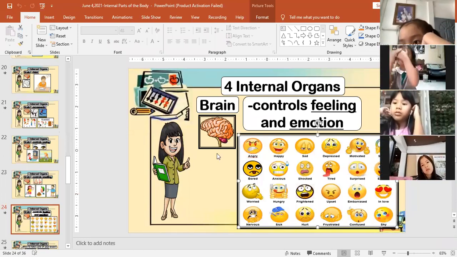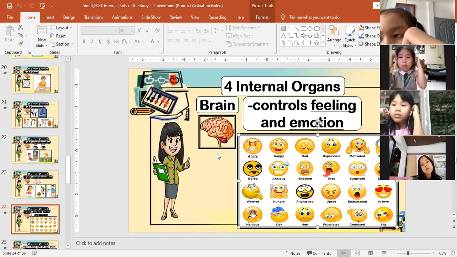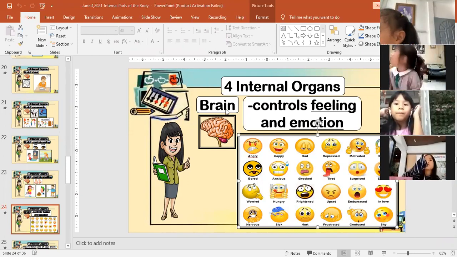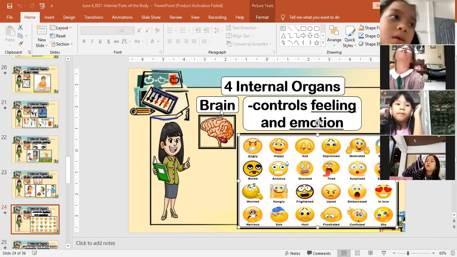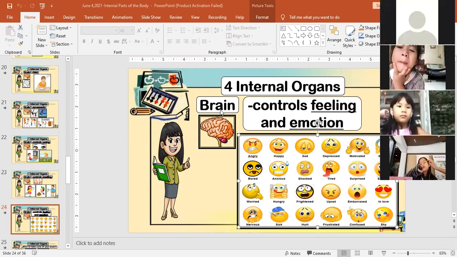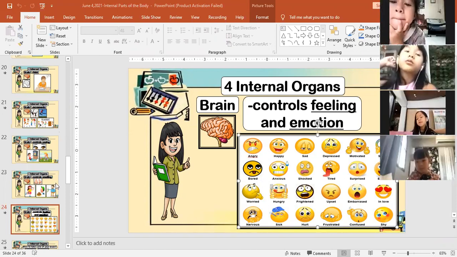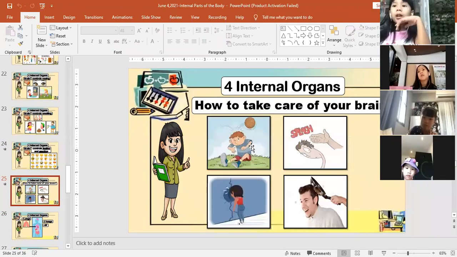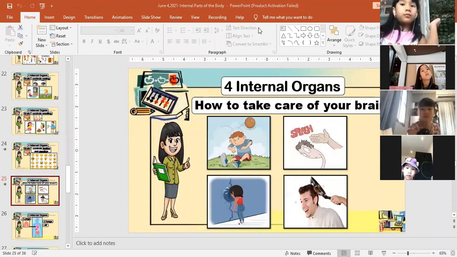Okay, next one. Can you understand this one? What part of the body is this again? This is brain. Brain can be found in your head. This time we have another one. How do you take care of your brain?